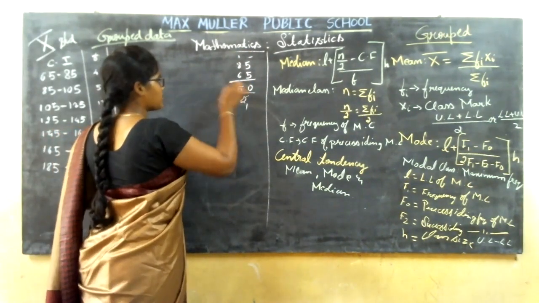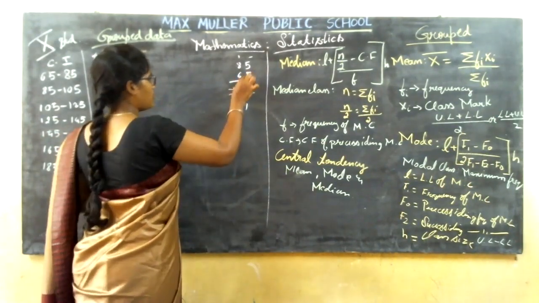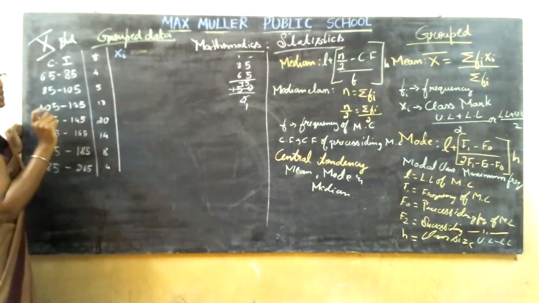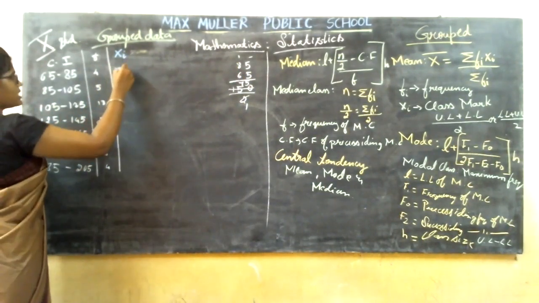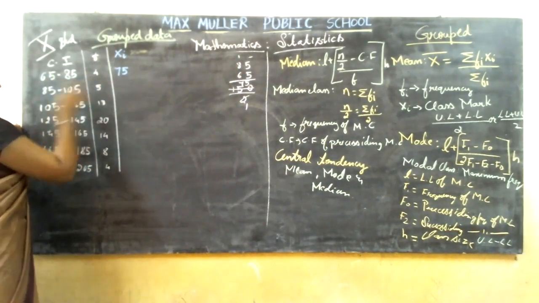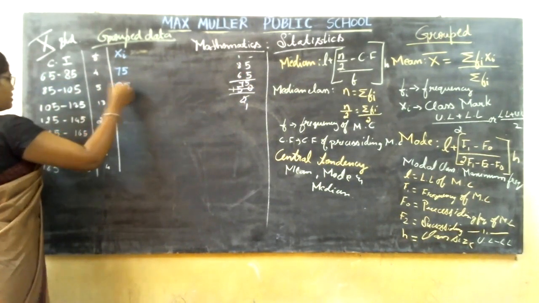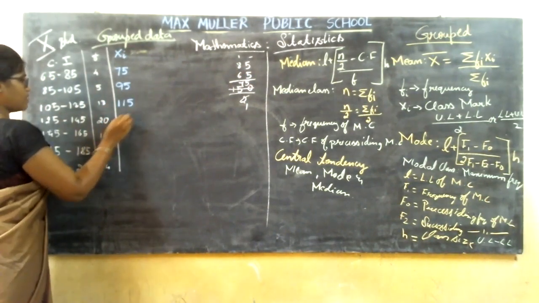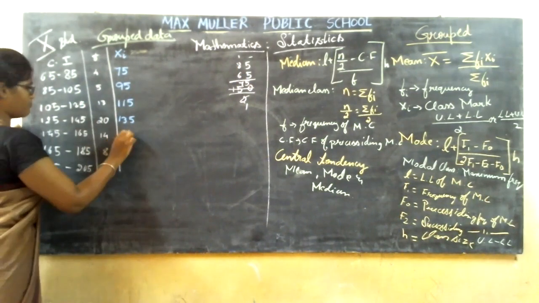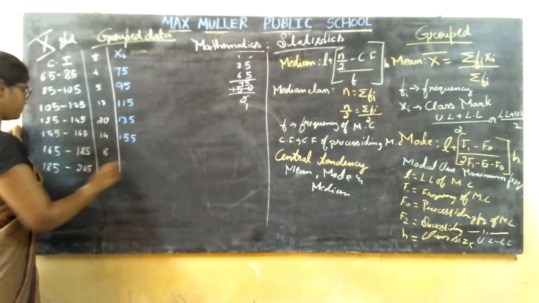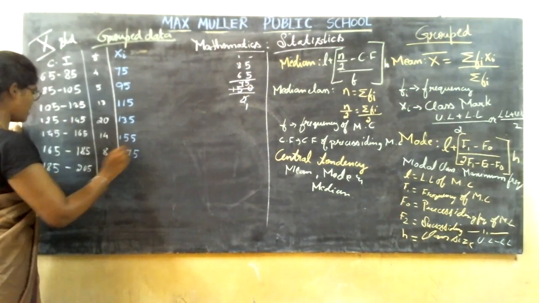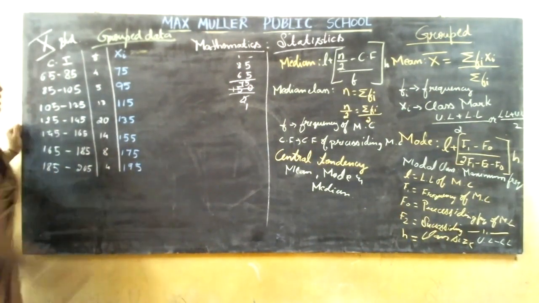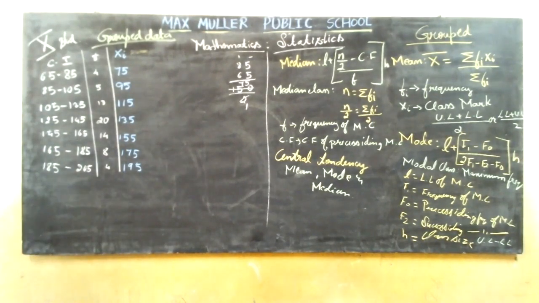Divided by 2, so 2 ones are 2, 7s are 2... 5s are... That is the class mark you are going to get. The class mark you are going to get is 75. Between these two you have 75. Between these two it is 95. Here 115. Then 135. Then 155. Then 175. Then the last is 195. Correct? Those are the class marks you are going to get.